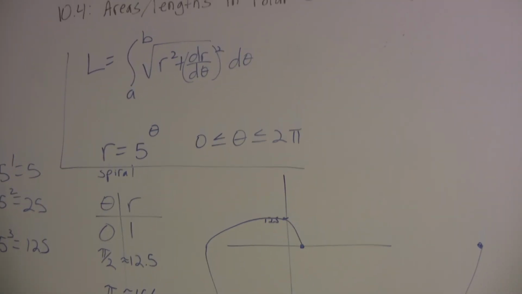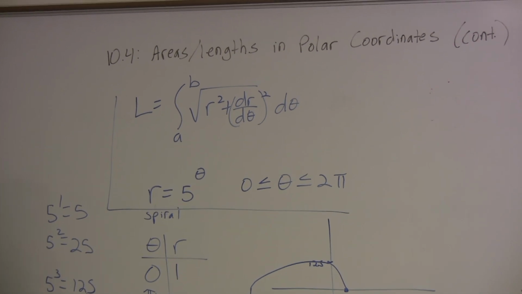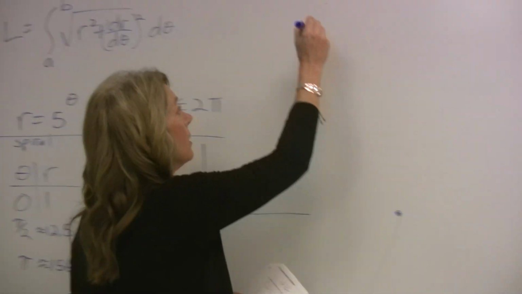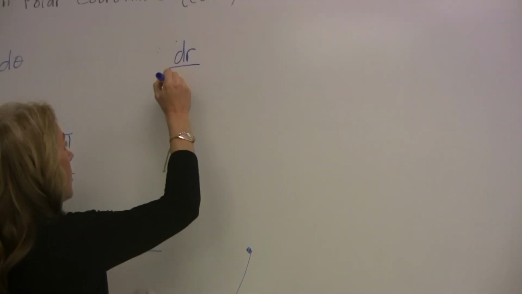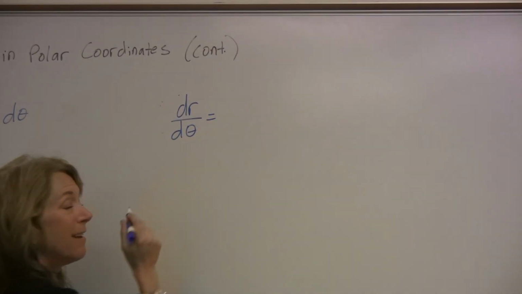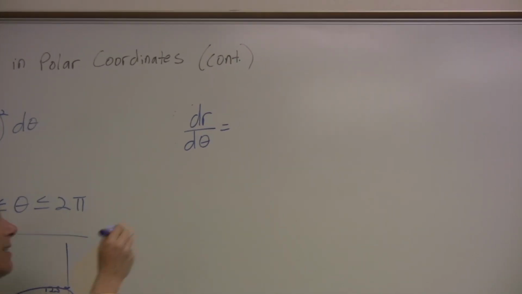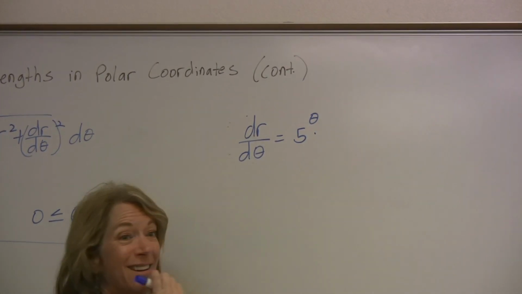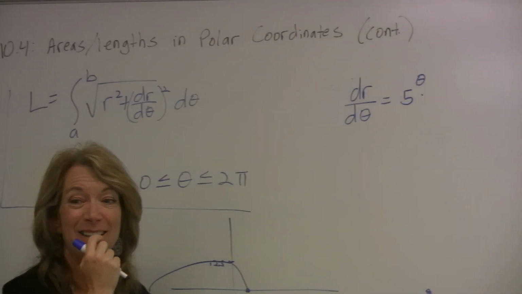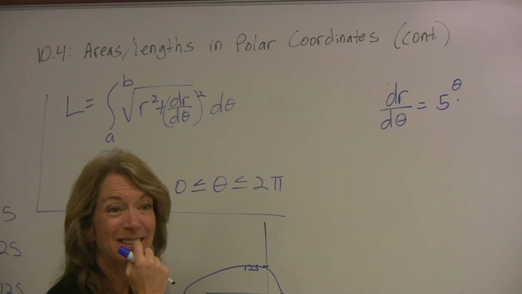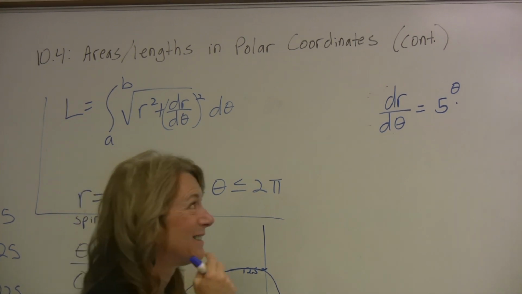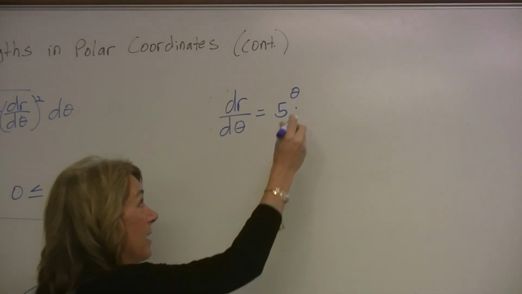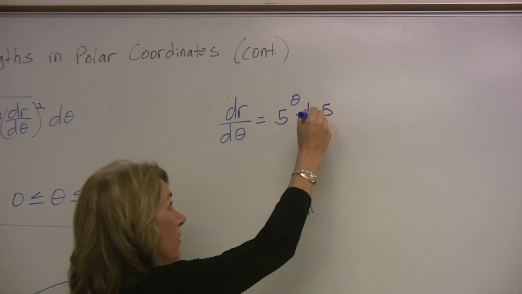What should I do? Take the derivative, so I need to plug it in there. Well, there's a review question. What's the derivative of 5 to the theta? It's 5 to the theta times something else. It's not 1. The chain rule thing. It's actually times the natural log of 5.